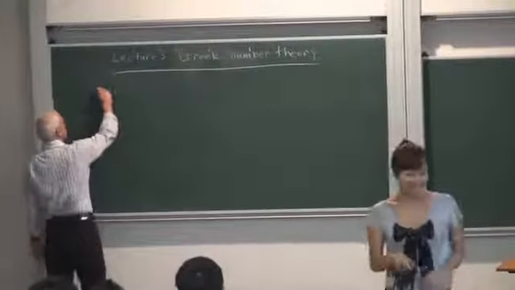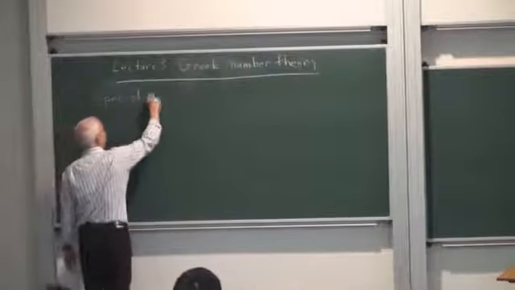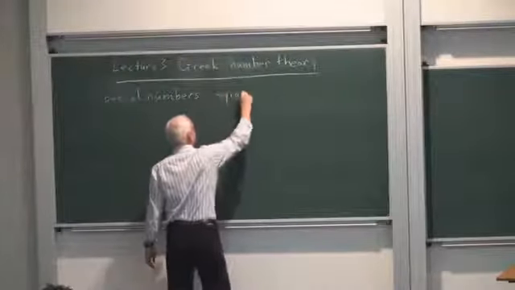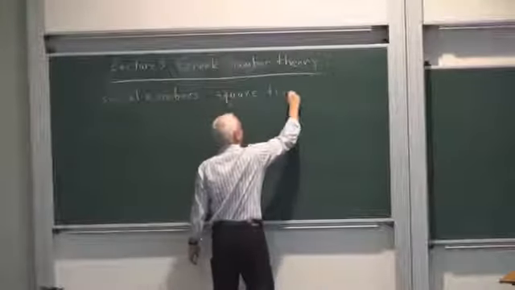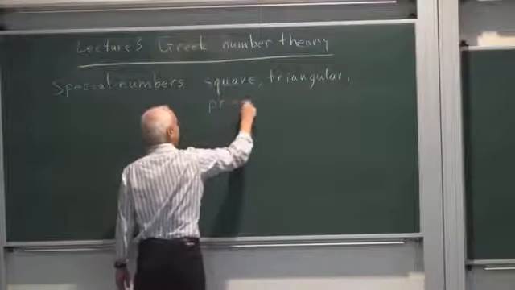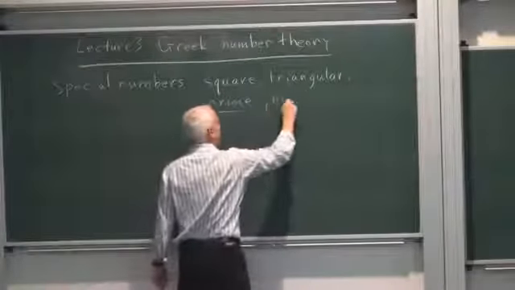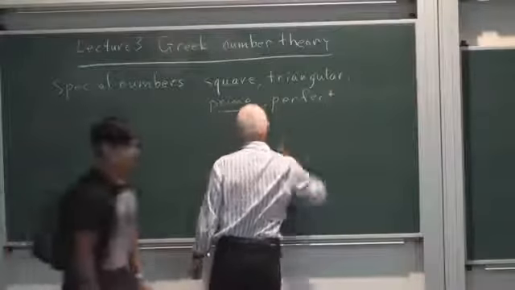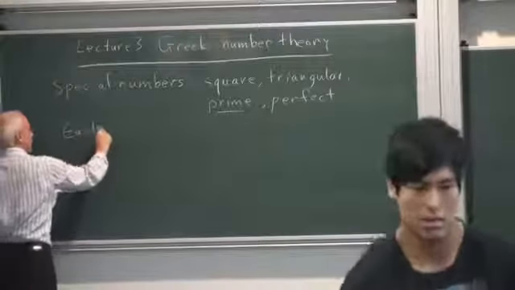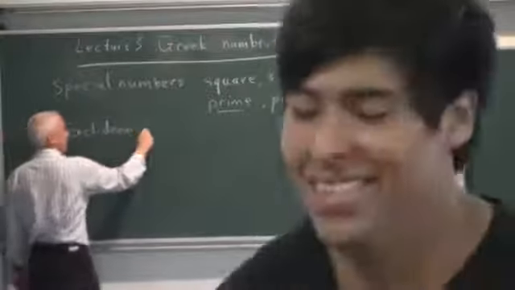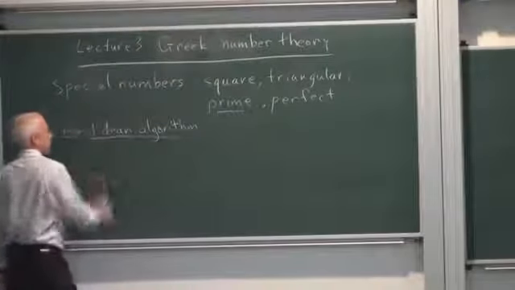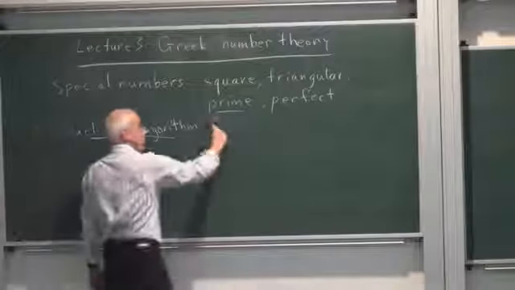We're going to talk about some special numbers, including square numbers, triangular numbers, prime numbers, which are particularly important, and also perfect numbers. We're going to talk about a very important algorithm, the Euclidean algorithm, for greatest common divisors.